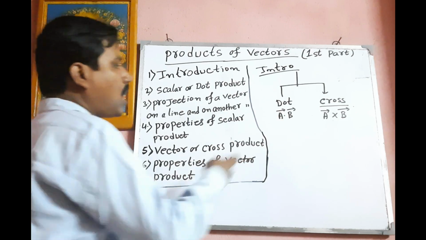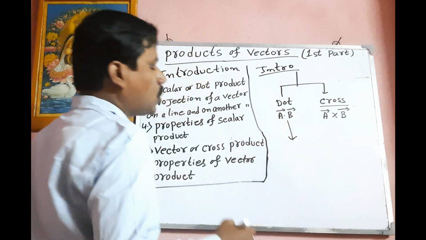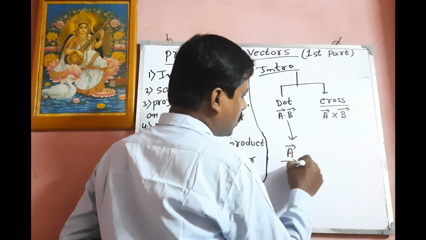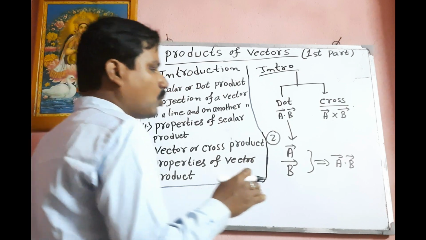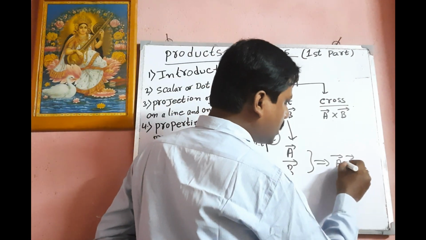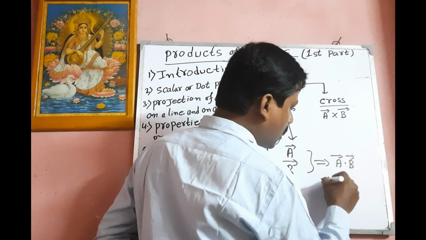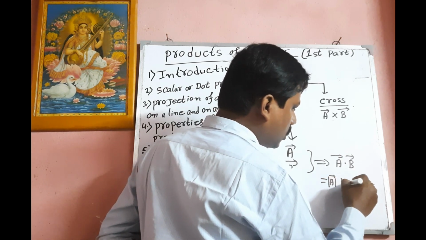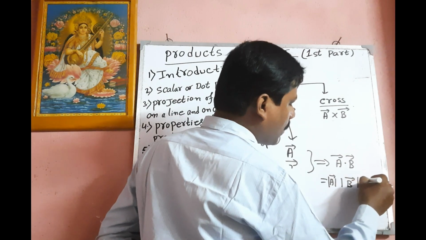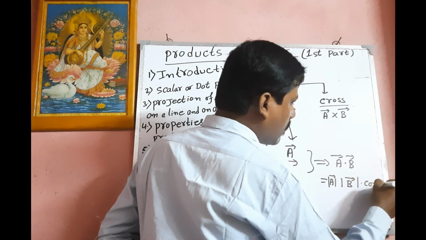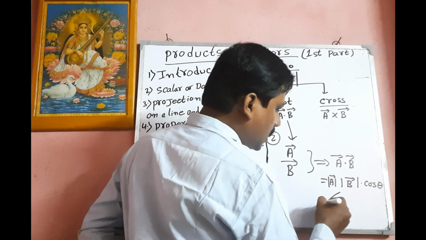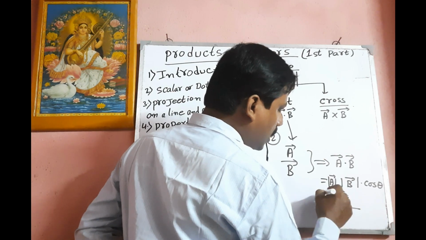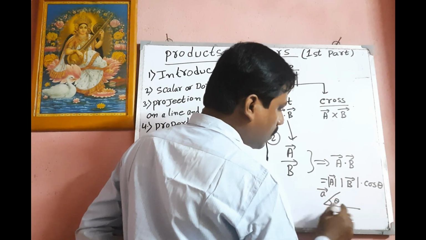The scalar or dot product. Suppose A is a vector and B is another vector. Then the dot product between A vector and B vector is A dot B, and this will be mod of A vector multiplied with mod of B vector multiplied with cos theta, where theta is the angle between the two vectors A and B.